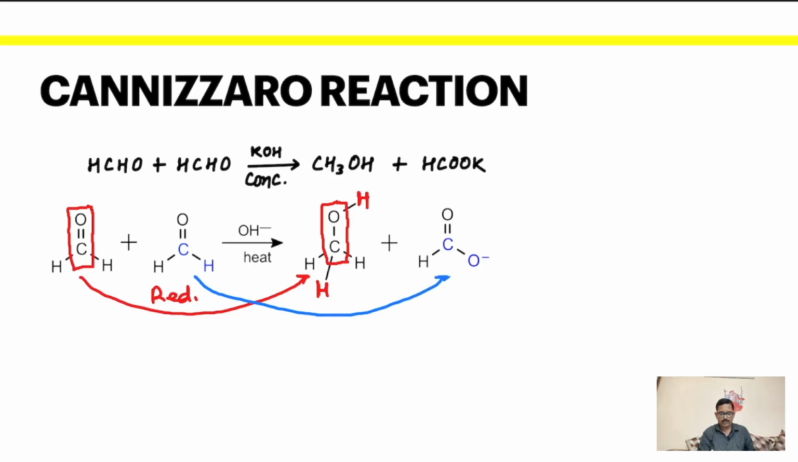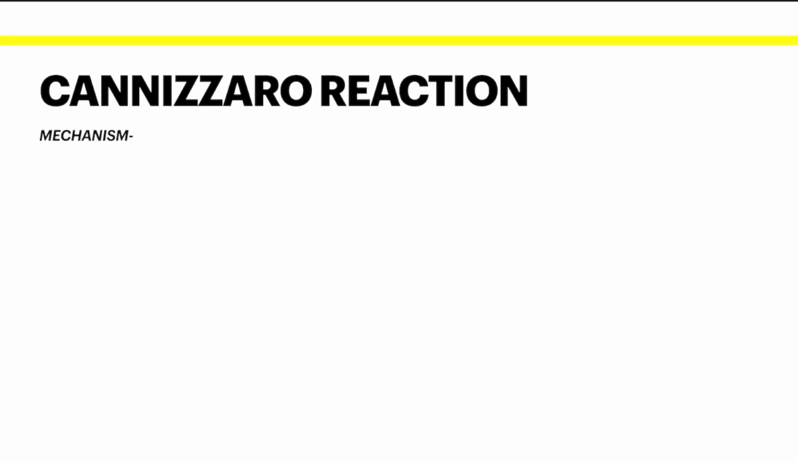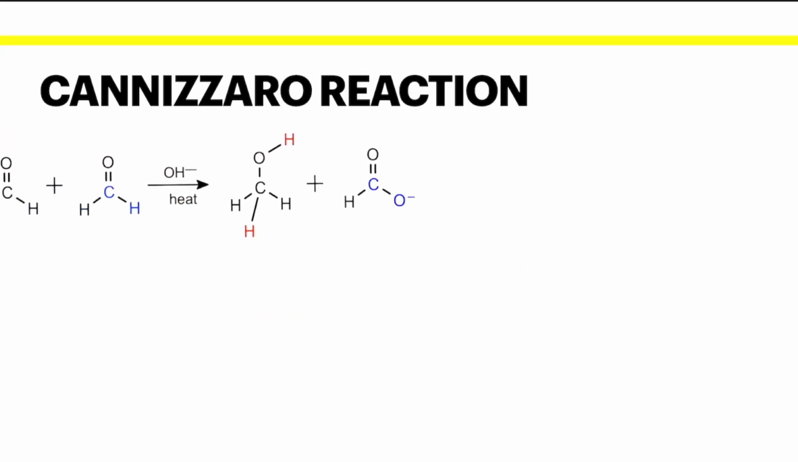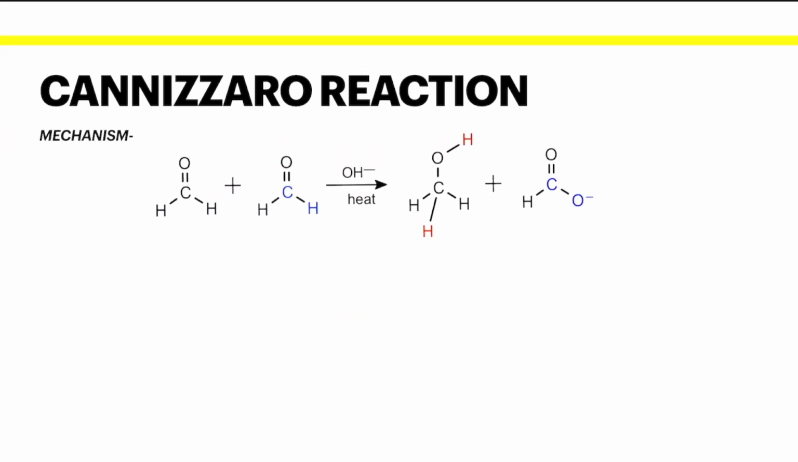On the other hand, oxidation of the aldehyde group takes place, and during oxidation the C-H bond of the aldehyde gets oxidized to COOH. Due to the presence of base, it converts into its salt. That's why we have reported potassium formate in place of formic acid. We can proceed via the mechanism.